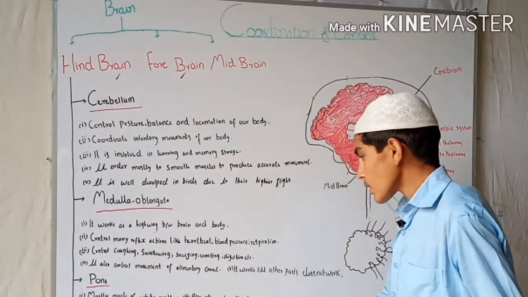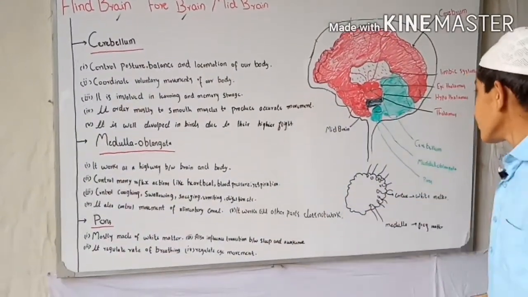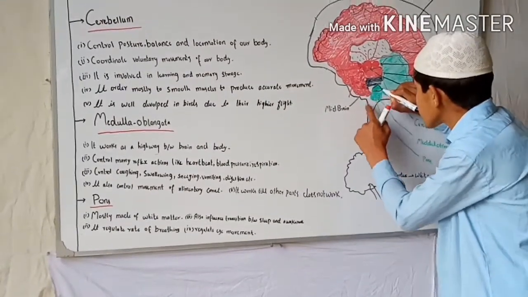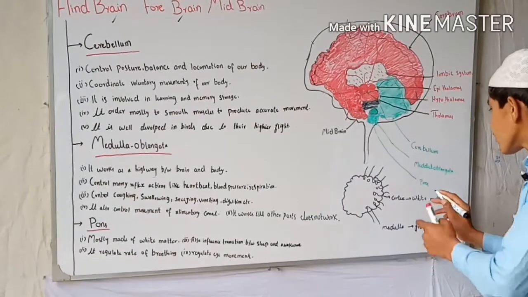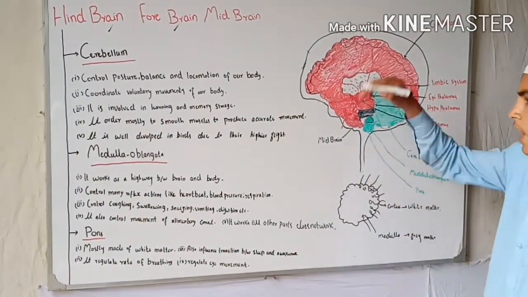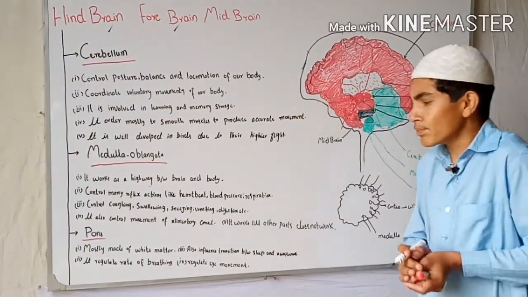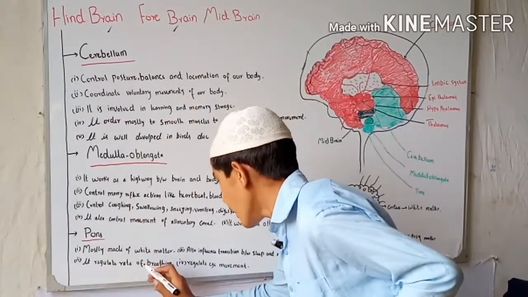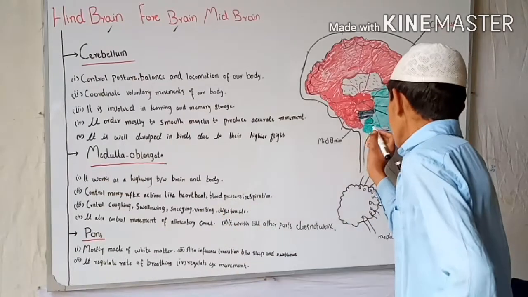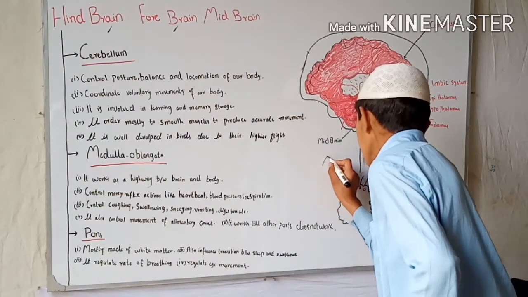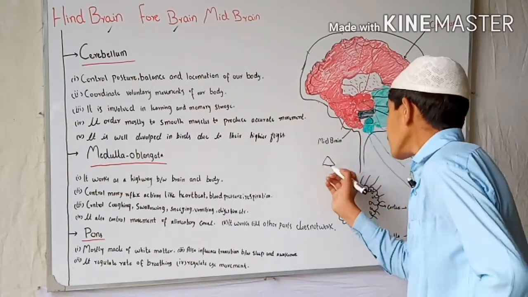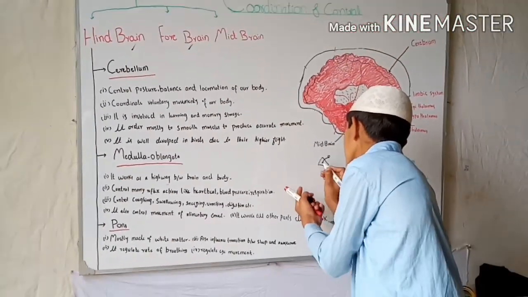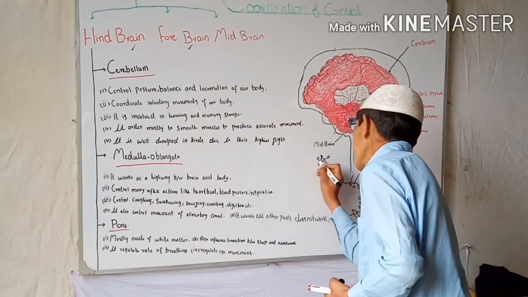Okay. Third is the pons. Pons, this O-like structure. You can see here, focus here. This portion is our pons, which is present in our hindbrain. It also works as an important worker in our brain. It is mostly made of white matter, because the neurons are present like this.